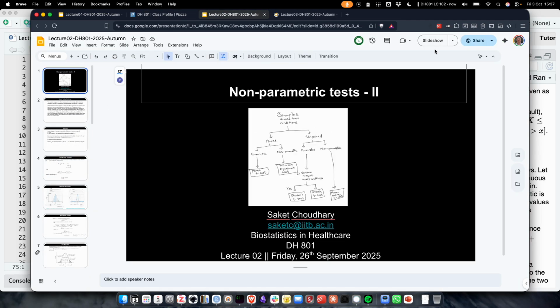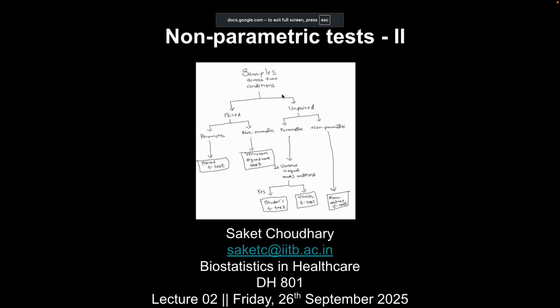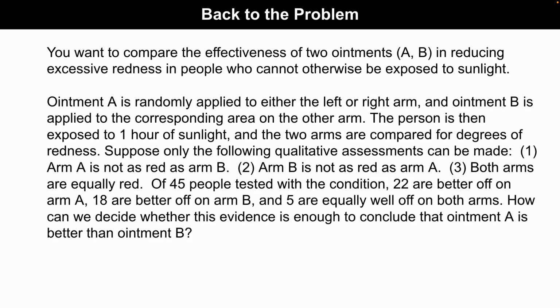So this was the premise on which we had started, which was that the first thing that you always think about is whether you're in a paired setting or an unpaired setting. And then we think about whether this is something which we can bring into a parametric world. If we can, then we use a parametric test. If not, we use a non-parametric test. And in particular, we had talked about the Wilcoxon signed rank test, right?